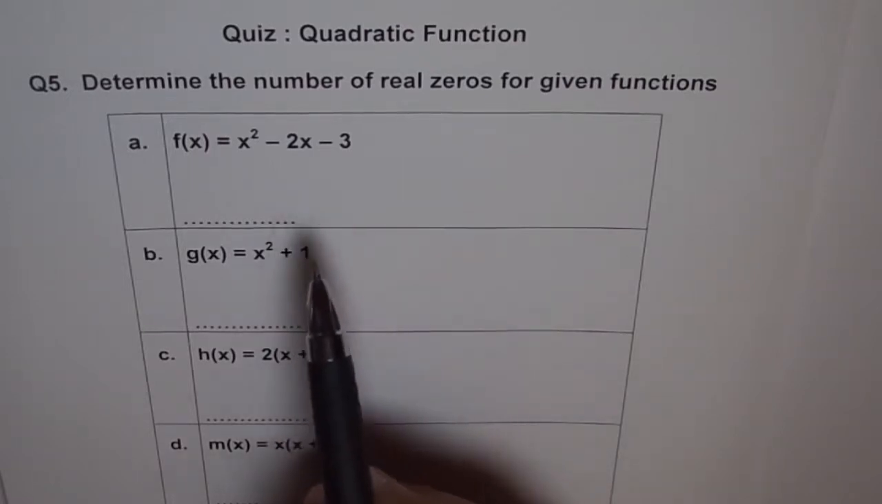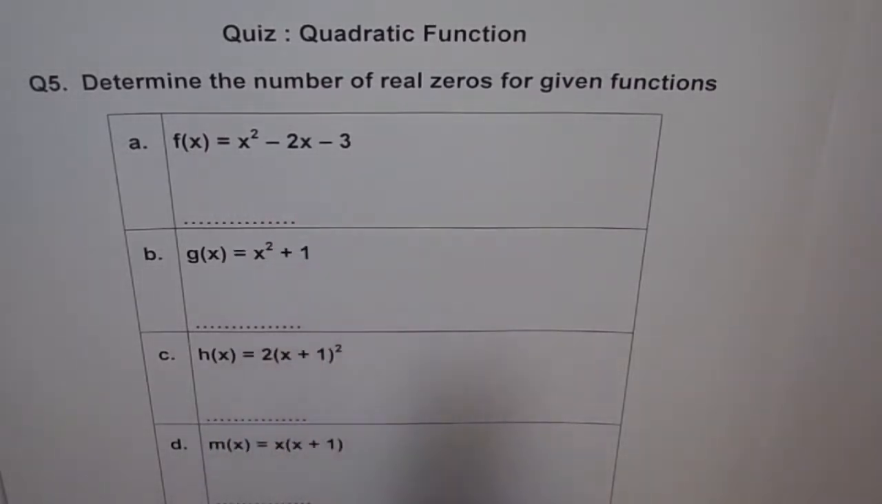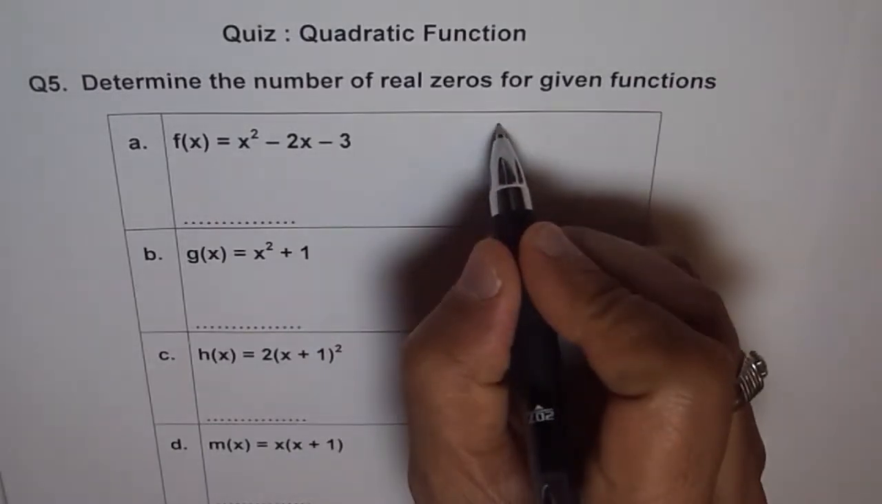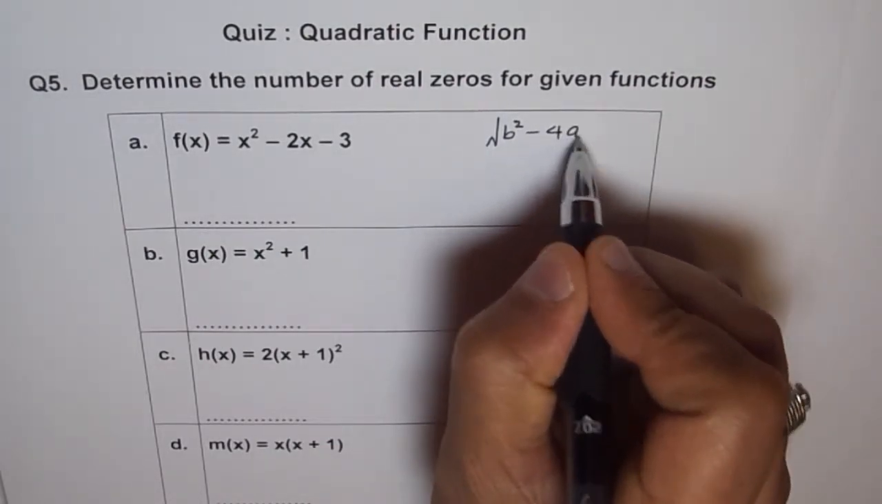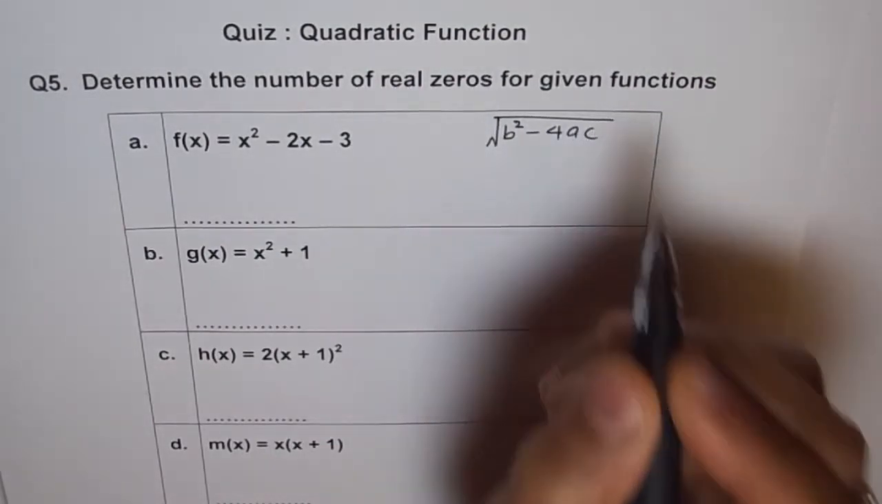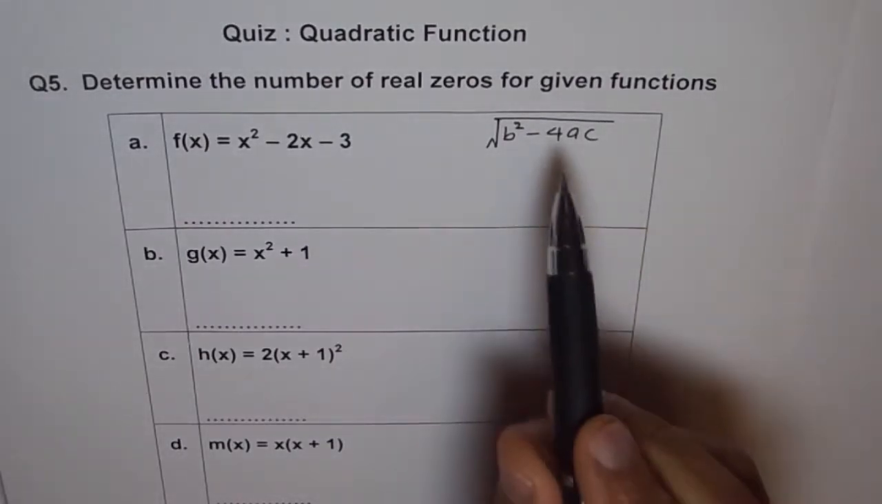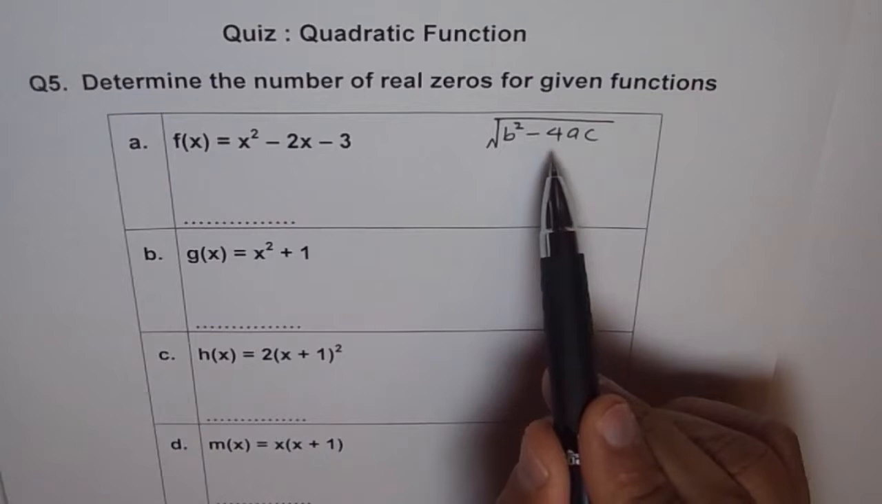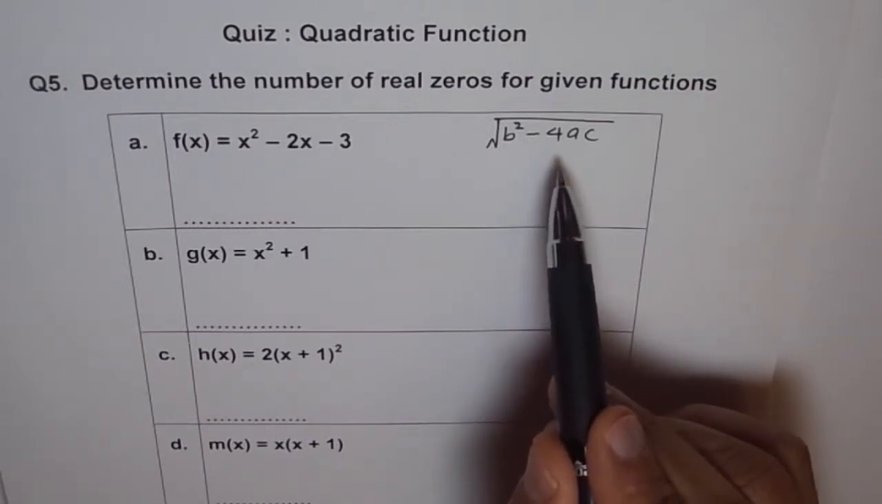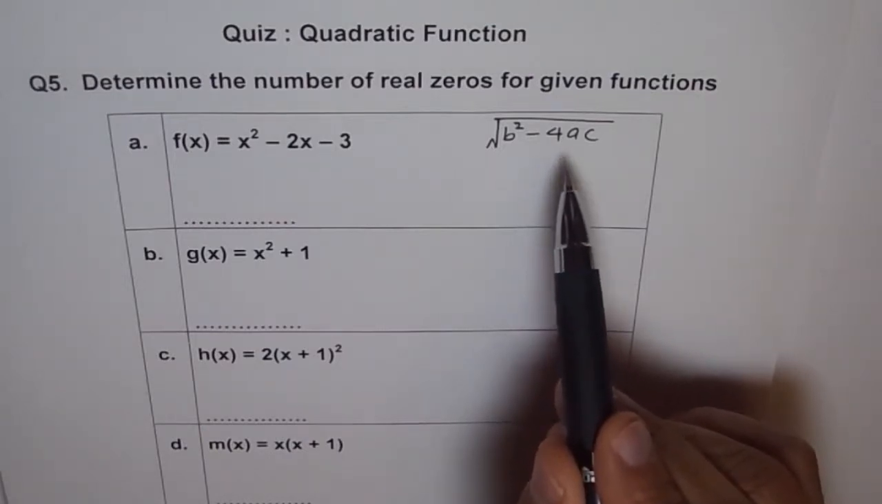The first one, if you have an equation in standard form, the best way to find the number of real zeros is to check the discriminant. You know the discriminant? It is b squared minus 4ac. You need to check this value. If it is positive, then there are 2 real zeros. If it is negative, then no real zeros. And if it is 0, then we have 1 real zero.